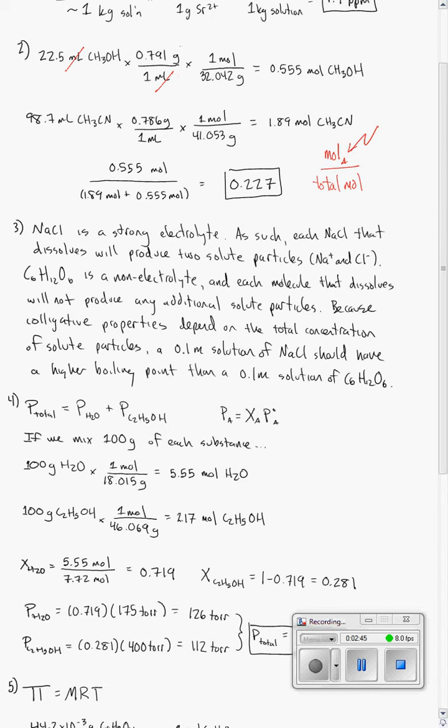Again, you use molar mass to do that. We're going to divide by molar mass because we want to cancel out grams. The molar mass of CH3OH is 32.042 grams per mole. Doing the math here gives us 0.555 moles of CH3OH.